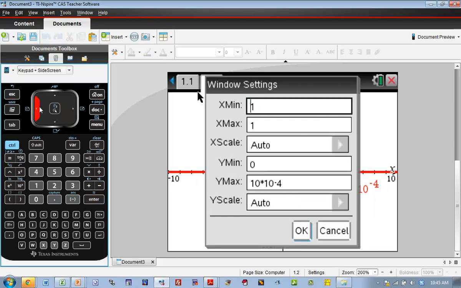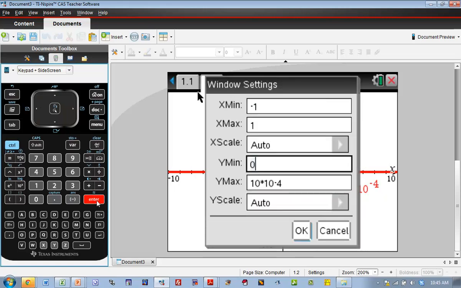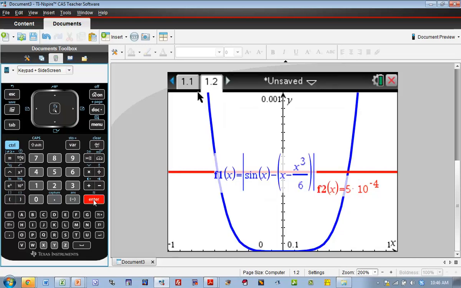Oh, I'm sorry, I lost my negative sign way up there. Let me get that in there. Enter. 0. Oh, sorry. I lost my caret here. Let's get that caret in there. There we go. And so here we have it.